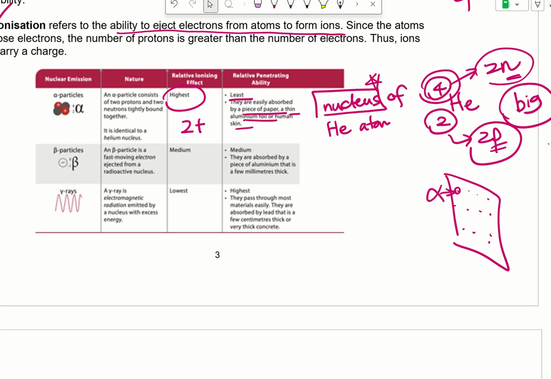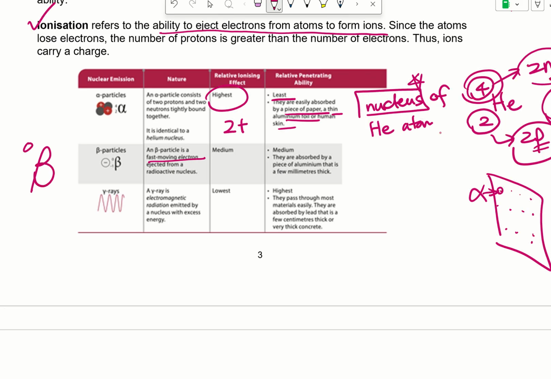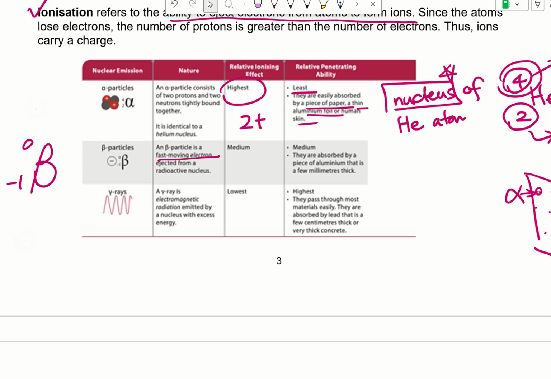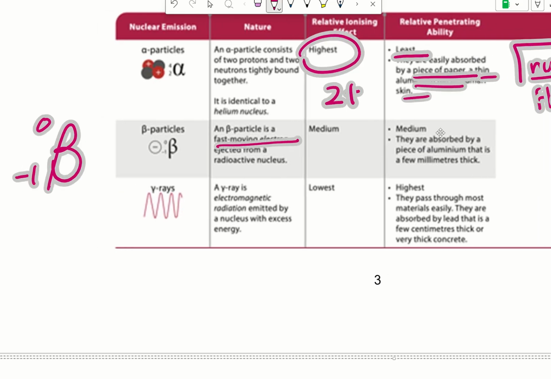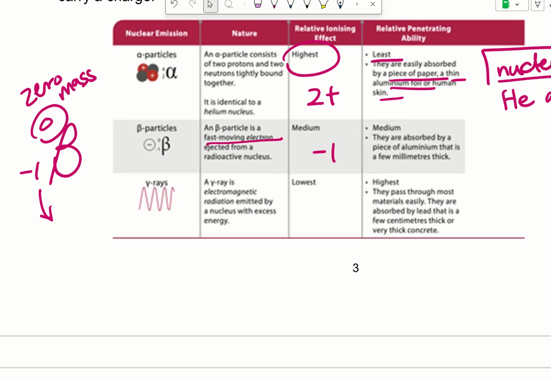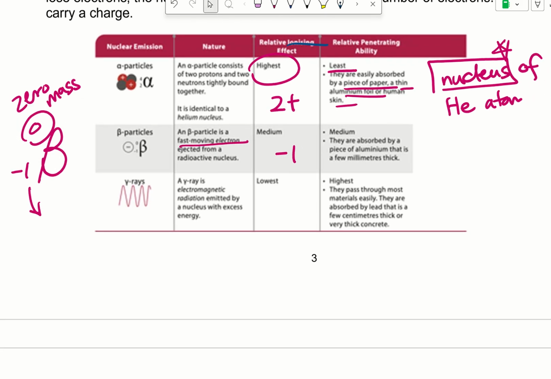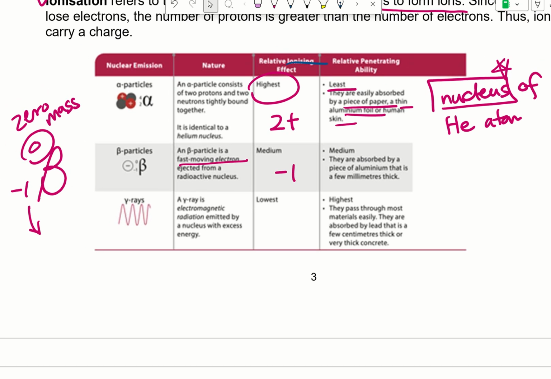Now we do a comparison with beta. What is beta? Beta is a fast moving electron. If you can't see from the printout, it has 0 and -1. That is the charge of the beta. The charge is -1. And does it have mass? 0 mass, because an electron is considered to have negligible mass. Therefore, if you are talking about the ionizing effect, it is lower than alpha, right, because of the charge. Alpha has +2, beta has -1.